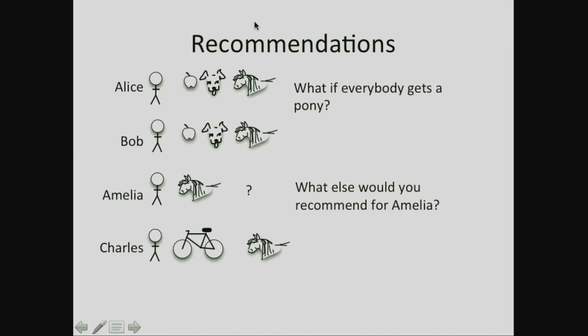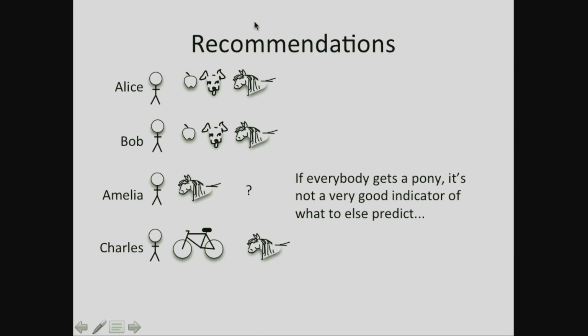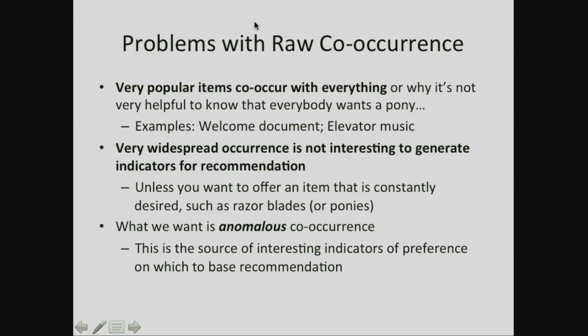Well, if she didn't already have a pony, you'd offer her one, because everybody seems to like a pony, but that's not very sophisticated. You don't need machine learning for that. And in fact, you don't know what else to offer. Your data don't do you any good, because all you know about her is this ubiquitous item. It really doesn't help you very much in terms of building a recommender. So very popular items that co-occur with almost everything are not very useful, except for very special situations where you're trying to recommend something like razor blades that you know people want to buy over and over, but that's a different kind of situation.